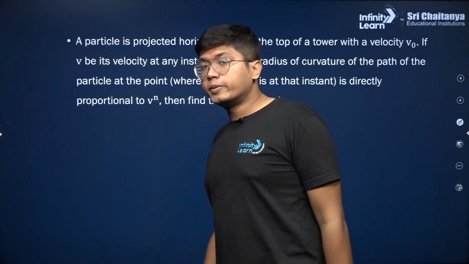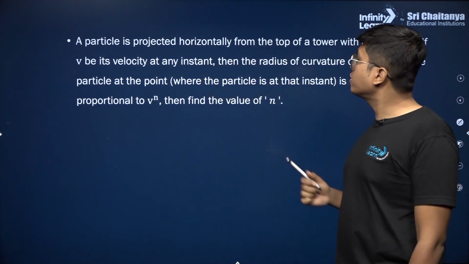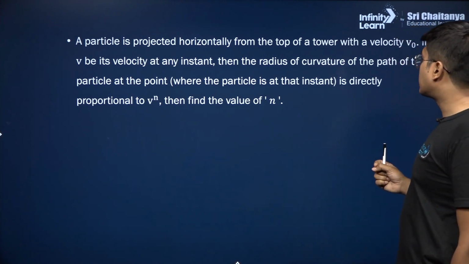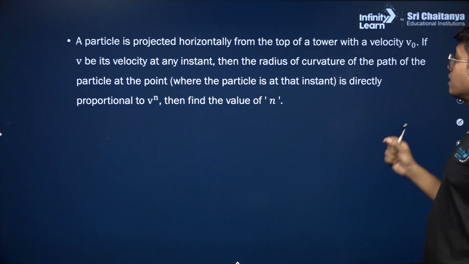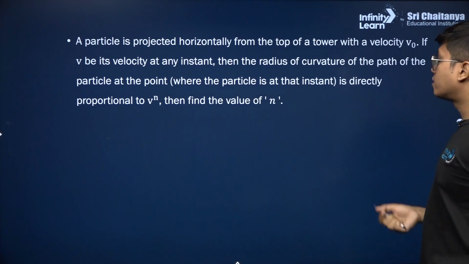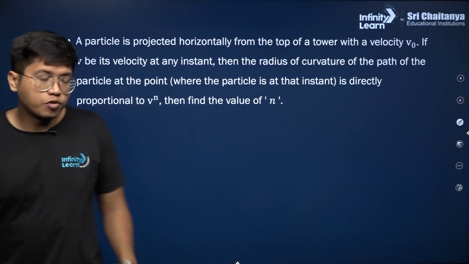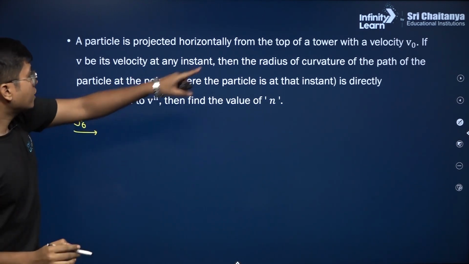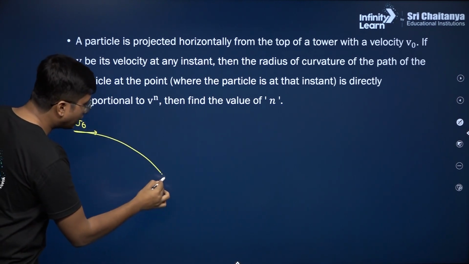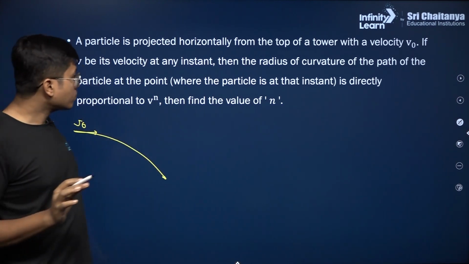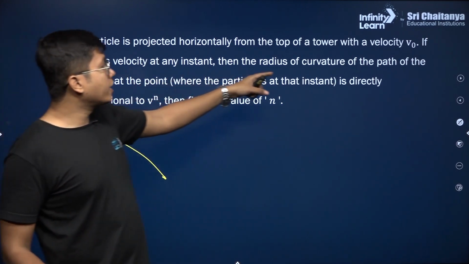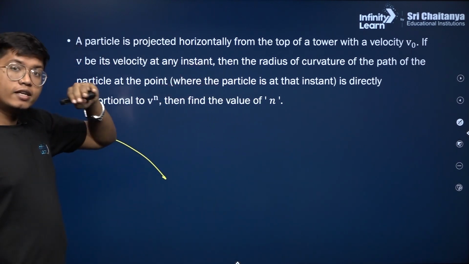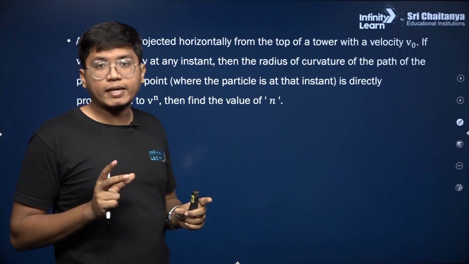Now we'll move ahead to the numerical answer questions over here. The first one says that a particle is projected horizontally from the top of a tower with a velocity v0. If v be its velocity at any instant, then the radius of curvature of the path of the particle at that instant is directly proportional to v to the power n. We need to find the value of n. So what is happening over here? We release it with the velocity v0. It travels, and let's assume this is the point we are dealing with, right? And here again, they've asked us to find the radius of curvature of the path at that point. So we'll use the same logic which we used in that question over there. We'll compare with regards to the centripetal acceleration.